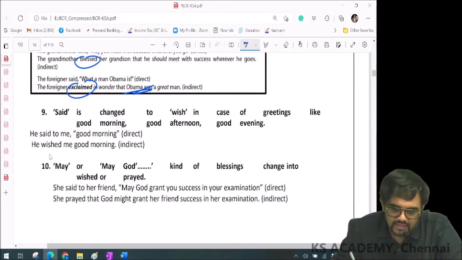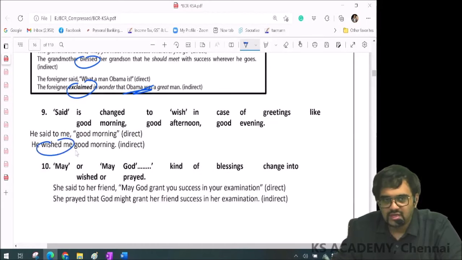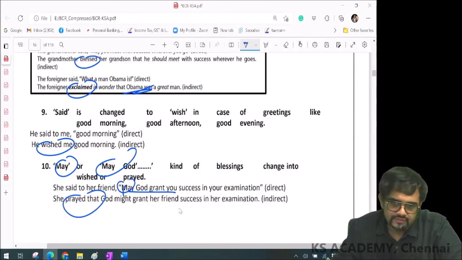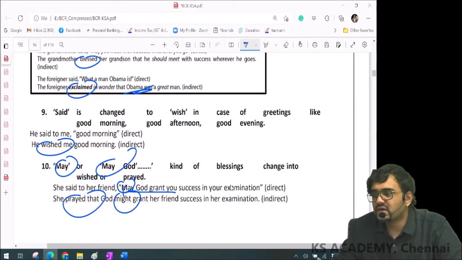He wished me good morning. Whenever I say "may you" or "may God," then again you can say blessed or prayed. If I am trying to tell "may God grant you success," then I am praying. She prayed that God might grant her friend success. Not "should." May will become might.